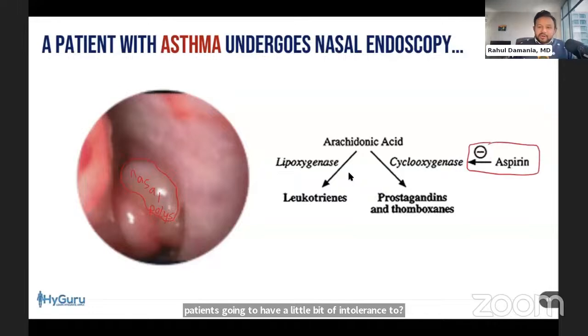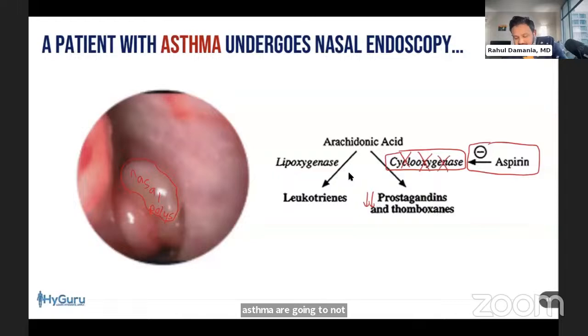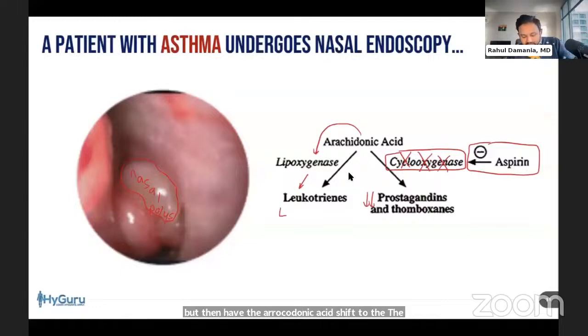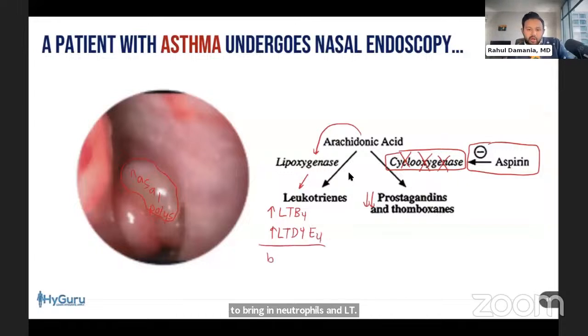So remember that aspirin is going to be a COX inhibitor. Aspirin is going to irreversibly bind cyclooxygenase and thus decrease prostaglandins. But patients who are going to have aspirin-intolerant asthma are going to not only inhibit cyclooxygenase, but then have the arachidonic acid shift to the lipoxygenase pathway, and this is where you're going to get increased amounts of LTB4, which is going to bring in neutrophils, and LTD4 and E4, which are going to cause you to have bronchoconstriction.